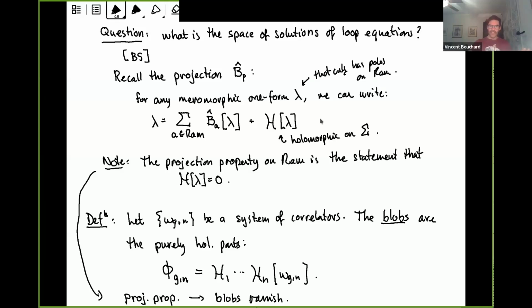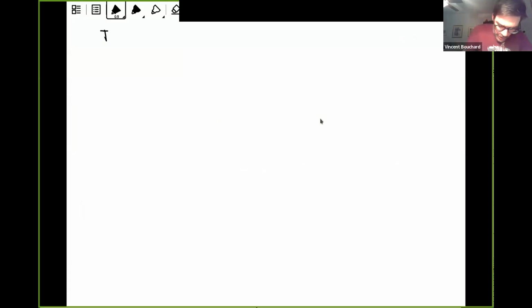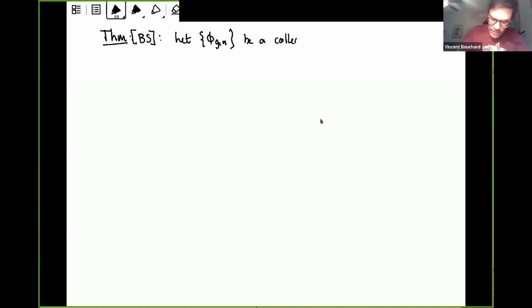Okay, any questions on this? I know it's quite abstract. Okay, but this is the main theorem. So this is what you need to understand the space of solutions of loop equations. So the main theorem, this is again Borot and Shadrin. Great paper, should have a look. The main theorem here is that if you pick any set of symmetric differentials, so let's pick a collection of holomorphic symmetric m-differentials on your spectral curve.